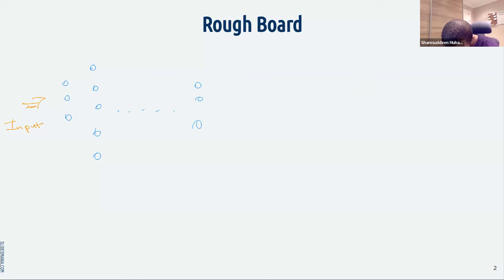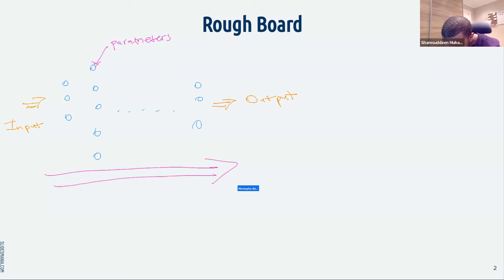So what happens? Your model predicts some output here. But we also agreed that every neuron has some parameters. What your model wants to do is to learn those parameters so that it could predict effectively. So with backpropagation, what happens first is your model does some kind of forward prediction and predicts the output here.